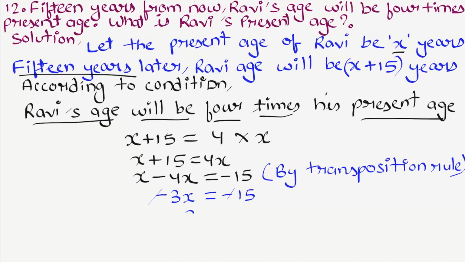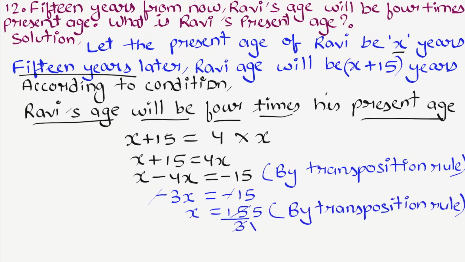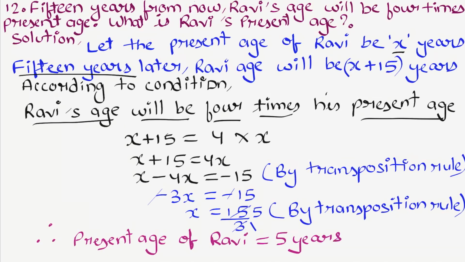We are left with 3 into x is equal to 15. Again, 3 is multiplied with the variable, so it will move to the other side and get divided. 15 upon 3, 3 ones are 3, 3 fives are 15 by transposition rule. Now we have x is equal to 5, so we can say that the present age of Ravi is 5 years. Therefore, his age after 15 years would be 20. But in this question, they are asking us to find the present age. We have the present age of Ravi as 5 years.